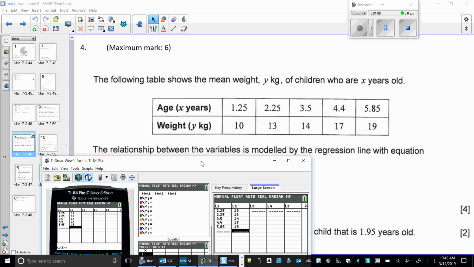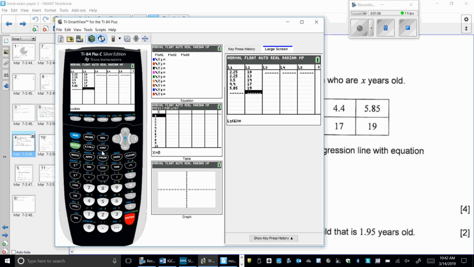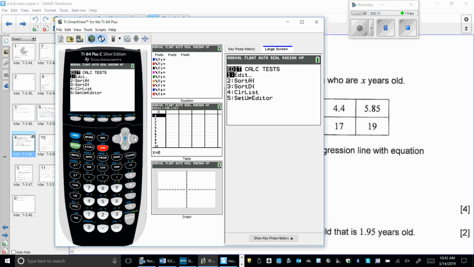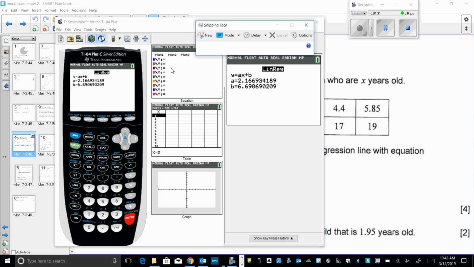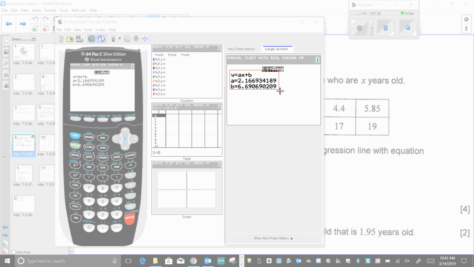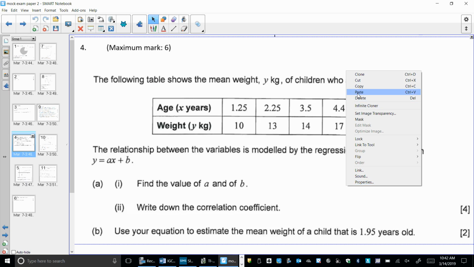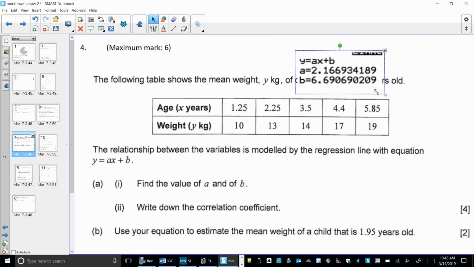And then we need to find the regression line. So to do that, we press Stat, Calc, and it's here, LinReg, so it's number 4. X list is list 1, Y list is list 2, so fine. And here we get our A and our B. So I'm just going to snip that rather than have to rewrite it. So there's our two values.